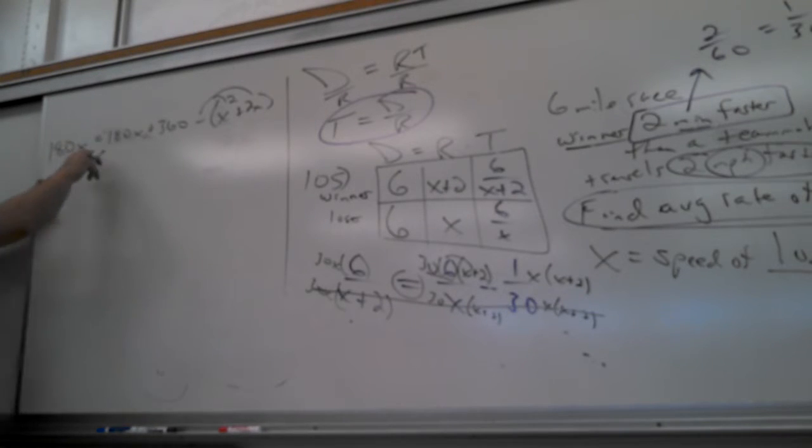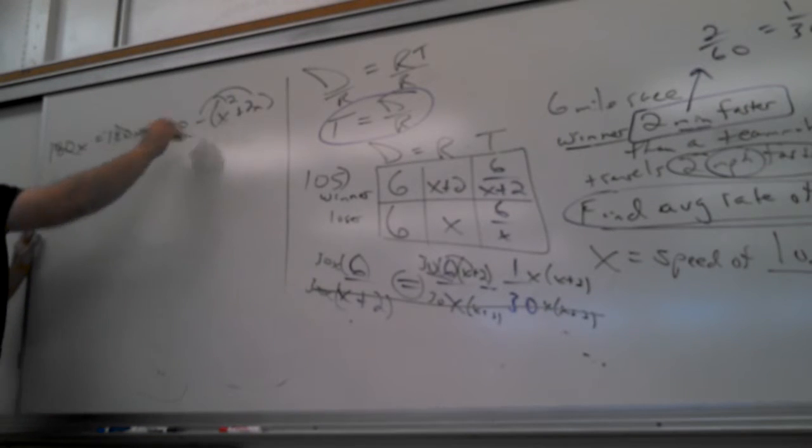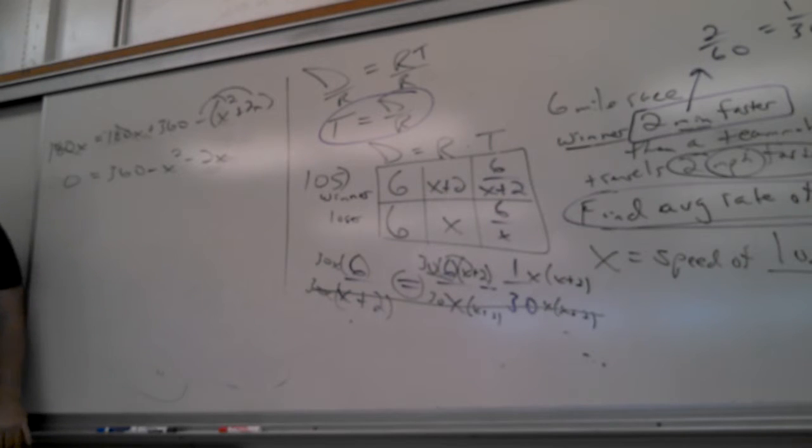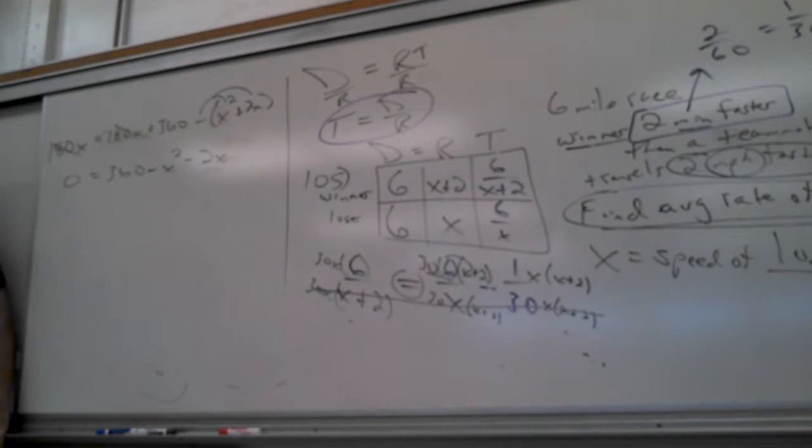So I get 180. What happens with the 180x's? Let's go ahead and get that. They cross off each other, they kill each other. So 0 is equal to 360 minus x squared minus 2x after subtracting 180x. How do I solve that? Put the x squared in parentheses, each one x.